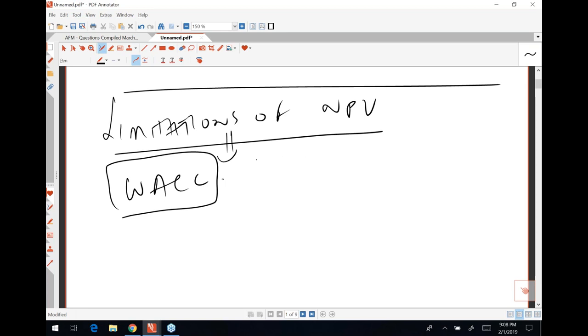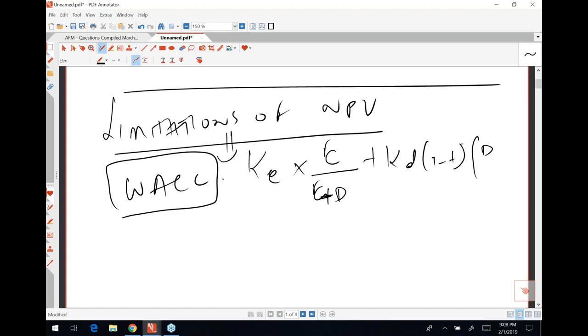So weighted average cost of capital is calculated like this: the cost of equity multiplied by market value of equity divided by market value of equity plus market value of debt, plus the cost of debt, 1 minus t, multiplied by market value of debt divided by market value of equity plus market value of debt. So this is how we calculate the weighted average cost of capital. When we apply the NPV technique, we use the weighted average cost of capital to discount the cash flows.